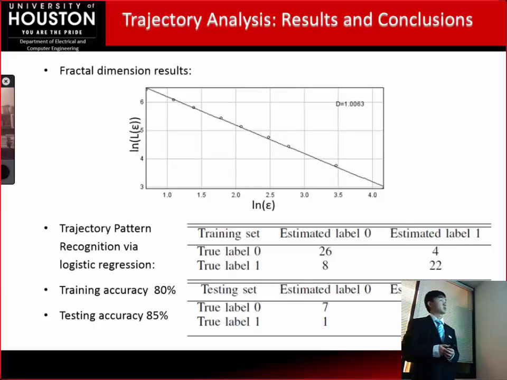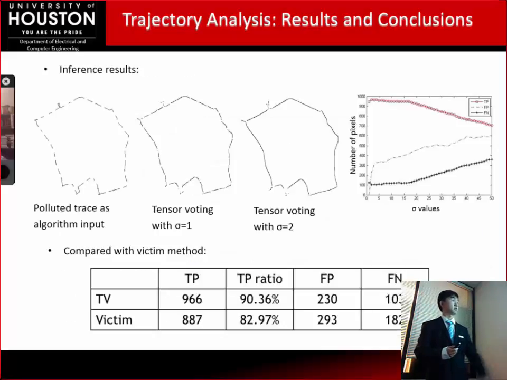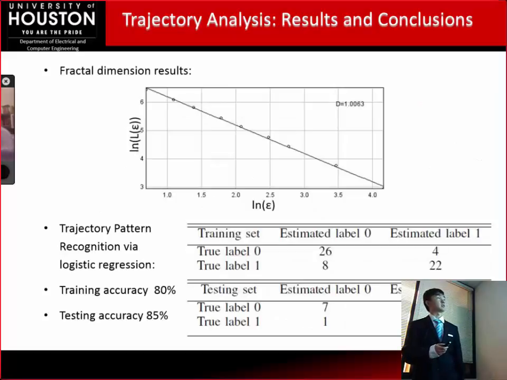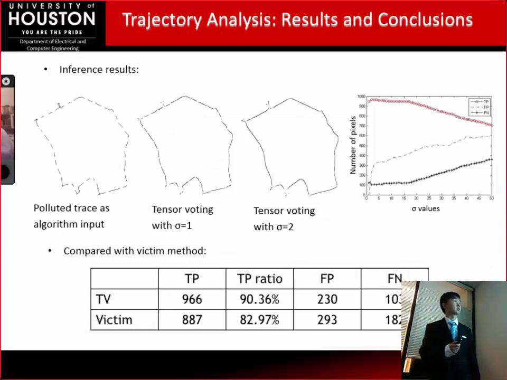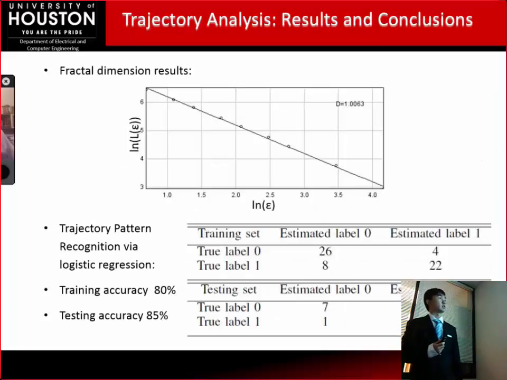And this one shows the fractal dimension computation for the same curve as shown here. So the fractal dimension is 1.00633, which means most of the trajectory is a straight line, as we can see here. And we use the features described before as input into the logistic regression, and we get the training result and testing result here. For the training accuracy, we have around 80%. The testing accuracy is around 85%.